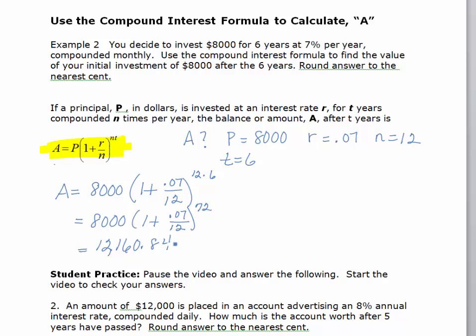Okay. At this point, I'd like you to pause the video again so that you can try one of these on your own. I'd like you to do the problem below here. And once you get your answer, start the video up again and check your work.